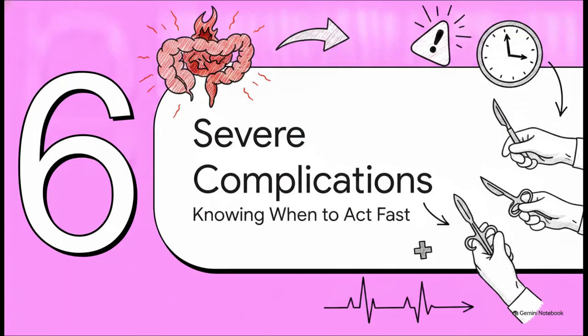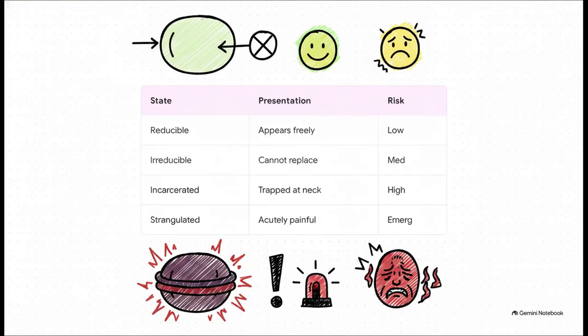Section 6. Recognizing severe complications. Knowing when to act fast. Figuring out the anatomy is great, but your absolute number one job is recognizing when a hernia is turning into a surgical emergency. Look at how the stakes escalate here.